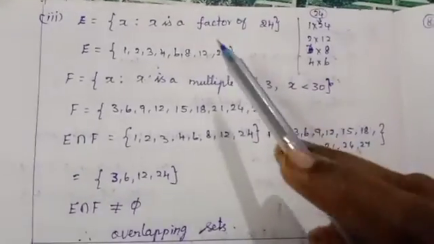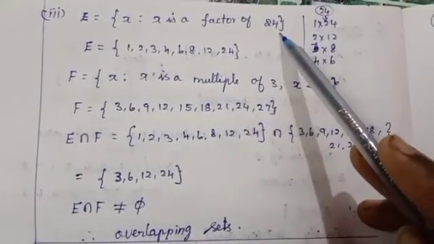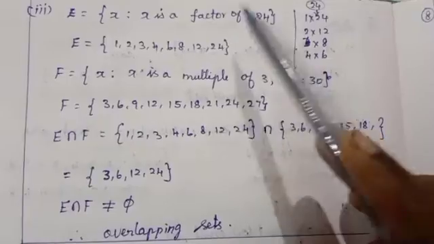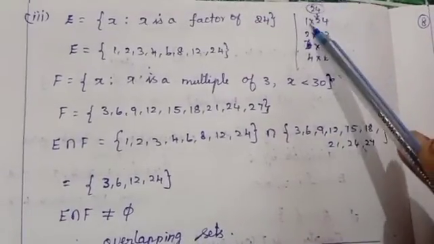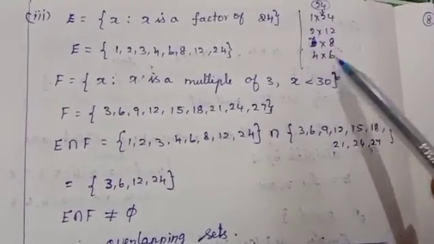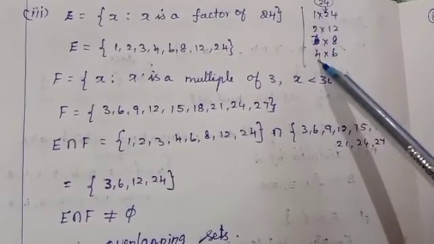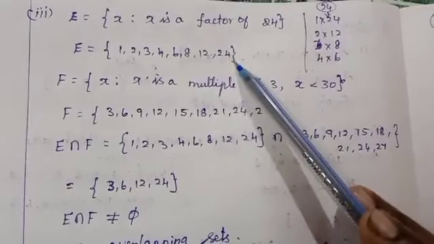Next, E is equal to set of all x such that x is a factor of 24. Factor of 24, how do you find the factors of 24? Factor means product of two values. So that is 24. How do you get 24? 1 into 24, 2 into 12, 3 into 8, 4 into 6. So what are the factors? 1, 2, 3, 4, 6, 8, 12, 24. You have to write in ascending order.